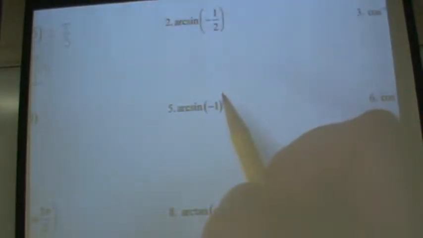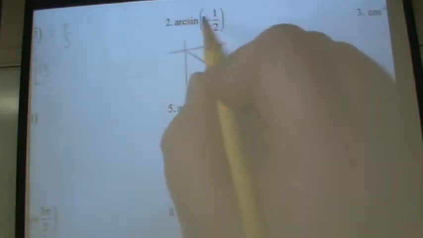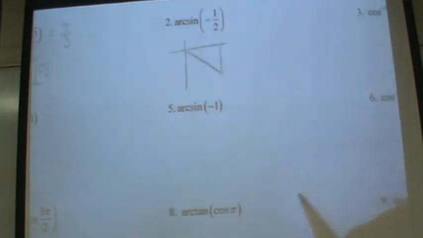Alright, number 2. We're finding the arc sine of negative 1/2. What quadrant are we in? 4. We're in 4 because we're negative. That's a negative ratio, so we're in quadrant 4.